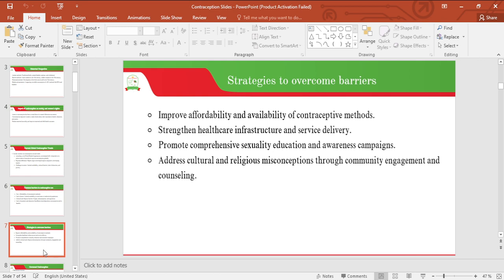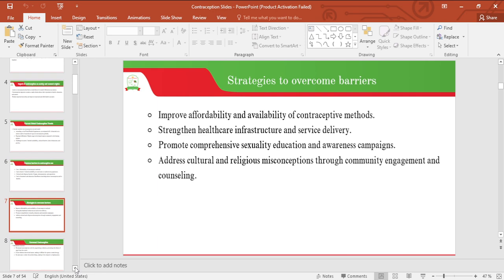Another strategy to overcome the barriers includes addressing cultural and religious misconceptions through community engagement and also counseling. As we are aware, the different cultures in the world have different misconceptions regarding contraceptives. So, it is important that the communities are also health educated on the advantages of using contraceptives. Advantages and disadvantages.